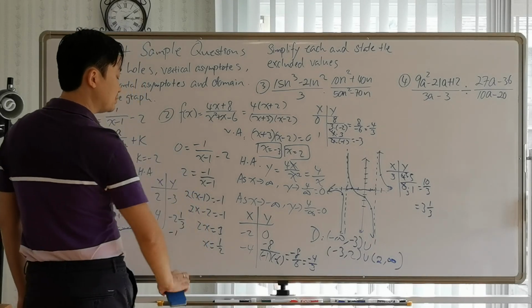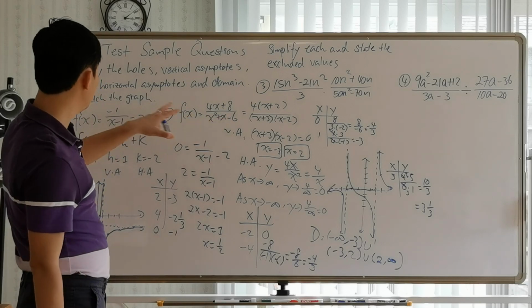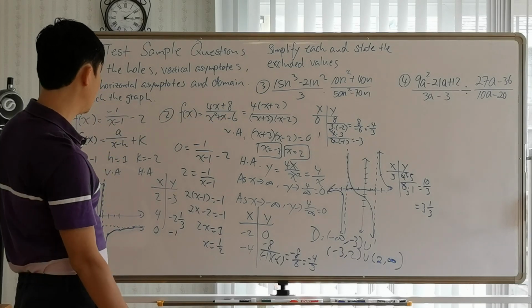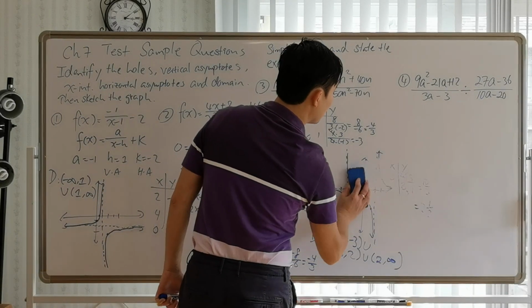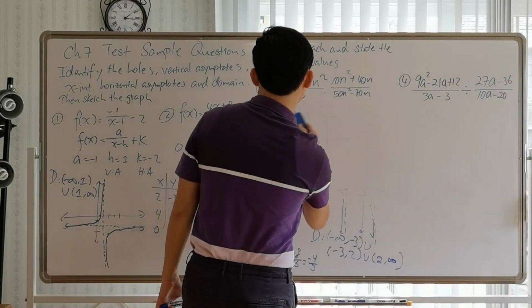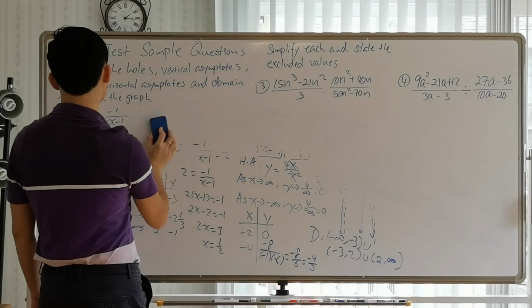Make sure that you set up the timer for doing the practice like this, especially for the graphing. It takes a little bit more time for this. So make sure that you don't spend more than 5 minutes making the XY table, finding the VA, HA.